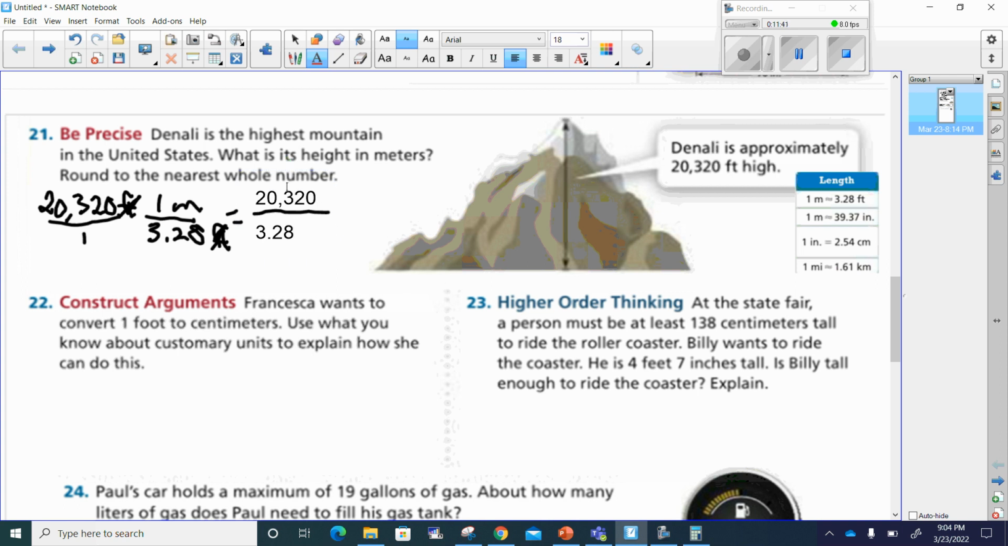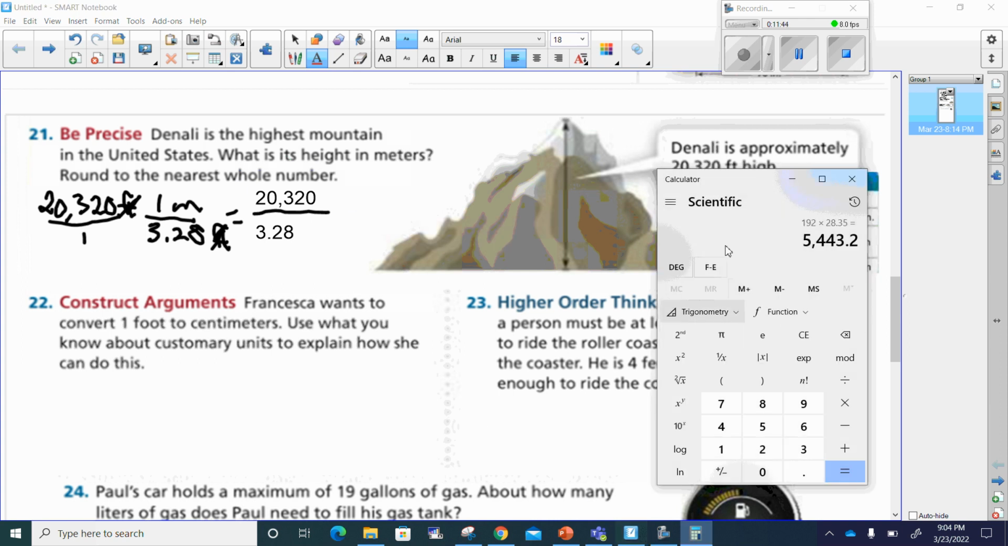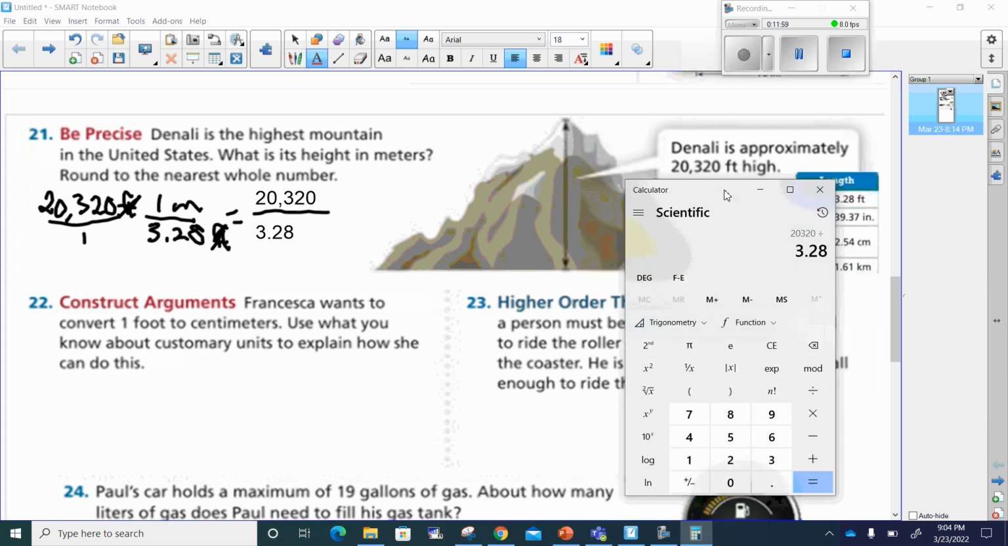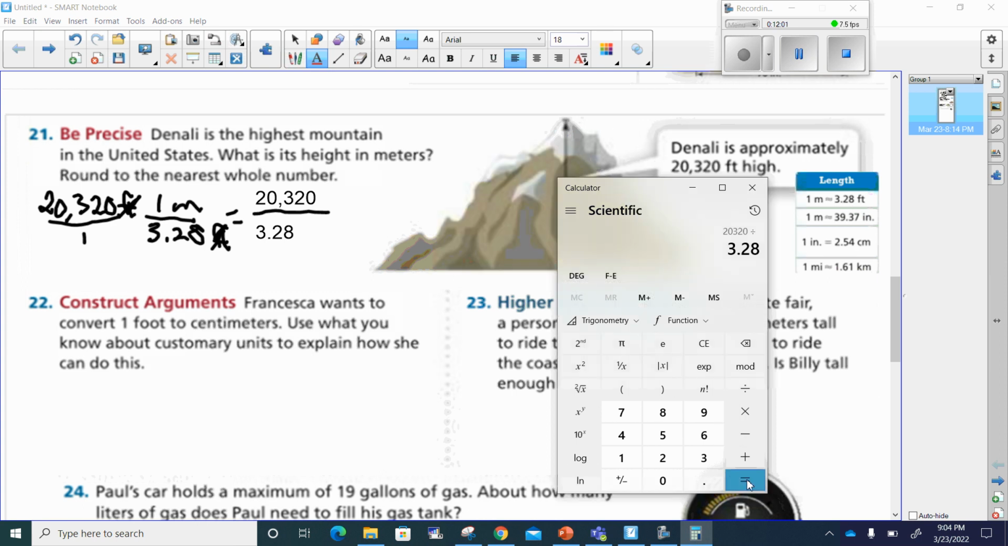And now this is a division problem. Every fraction is a division problem. And so I'm going to clear this out. I'm going to take 20320, that's what we have here, and divide it by 3.28, because that is what our conversion is, right? And that's going to give us, okay, I'll round to the nearest whole number. So the whole number that I see here is going to be 6,195, because 1 will not round up, right?